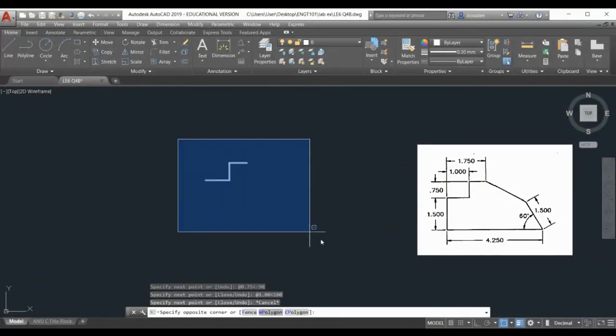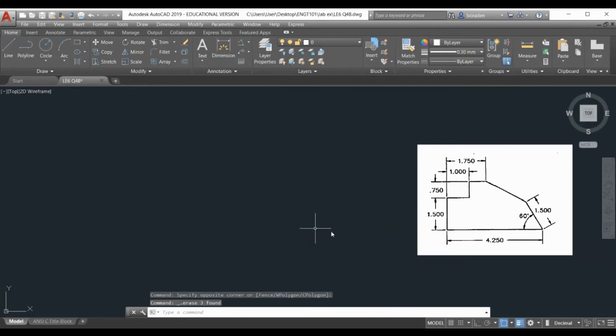I will start from the 0, start the line. Starting first point, you can start from anywhere, just click anywhere on the screen, and then at the rate, the distance of the first segment is 1.750 minus 1. This is not directly given, so that is 0.750. That is the length of the line. Angle is 180 degree. You get the horizontal line.